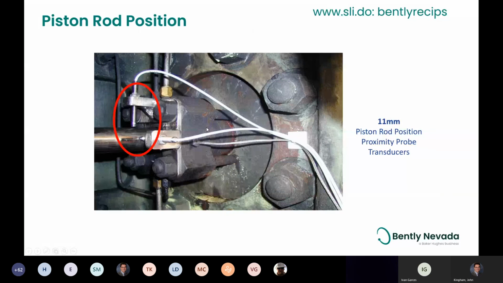And here is a rod position system installed. We're going to use 11 millimeter prox probes for this. We use 11 millimeters. We don't use 8 millimeters on this.